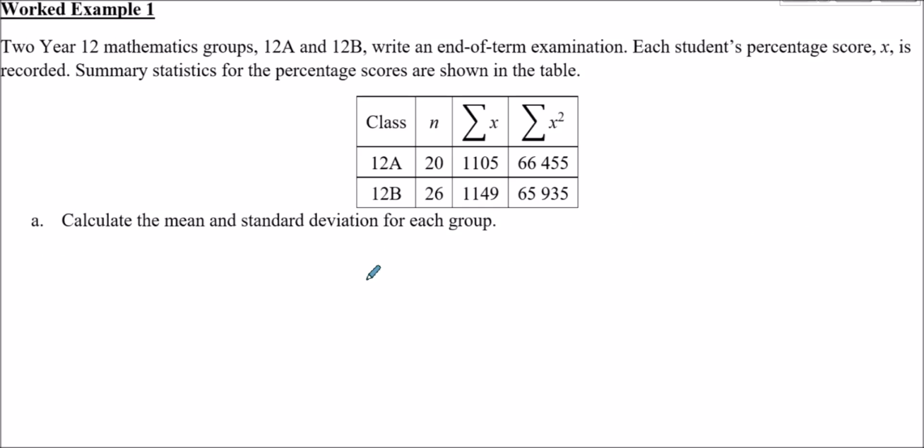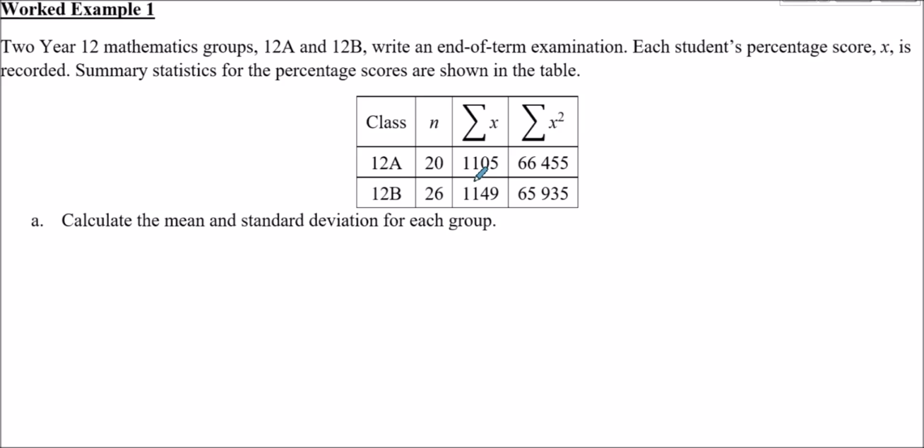So let's have a look at some worked examples. First worked example here, you've got two Year 12 maths groups, 12A and 12B, and they have done an end of term examination. Each student's percentage score, given as X, is recorded, and summary statistics for the percentage scores are shown in the table. If you notice here, we're only given the sum of the scores and the sum of the squares of the scores for both classes.